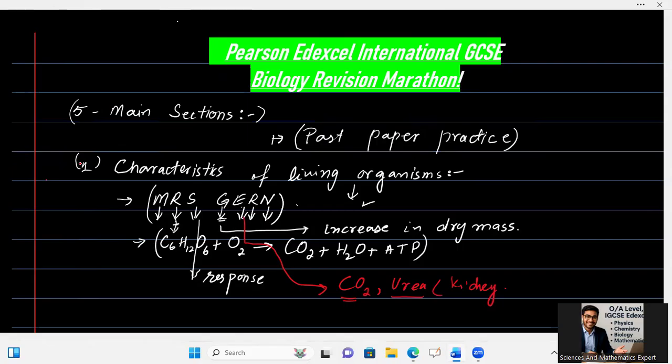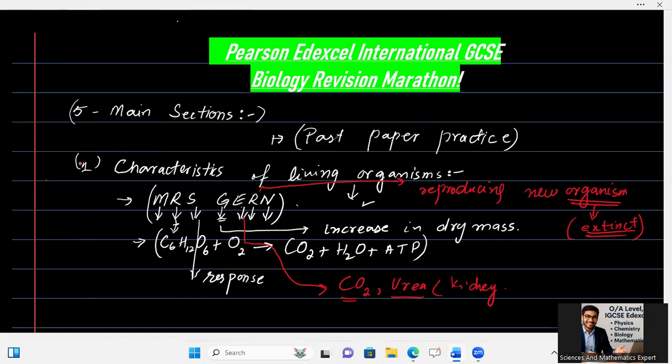Reproduction is the process of producing new offspring to prevent the species from becoming extinct. It means reproducing new organisms using sexual or asexual reproduction, so that the species does not vanish away.